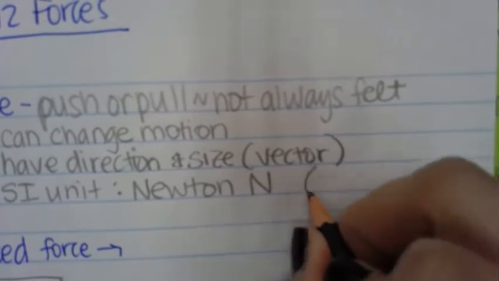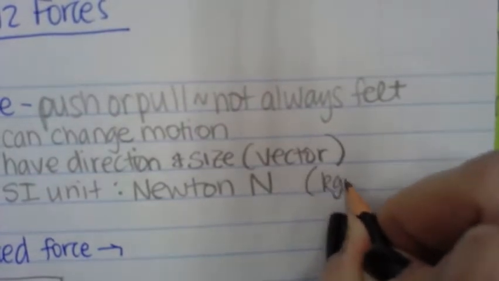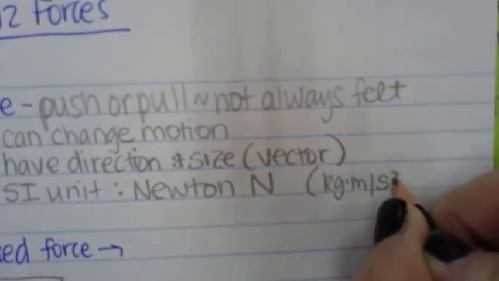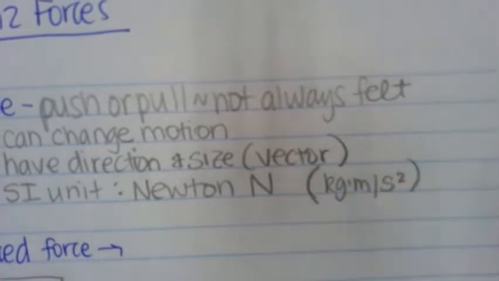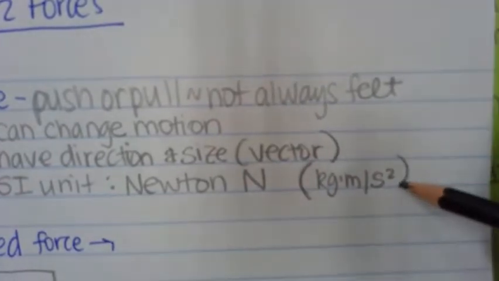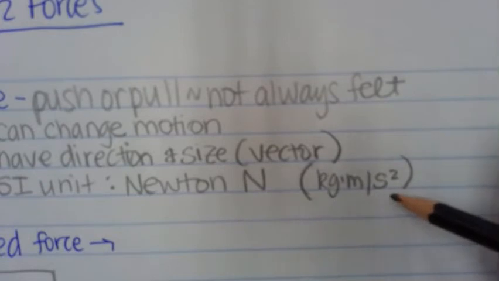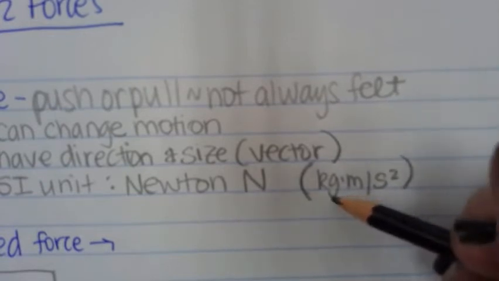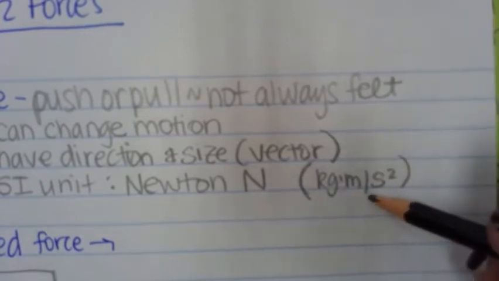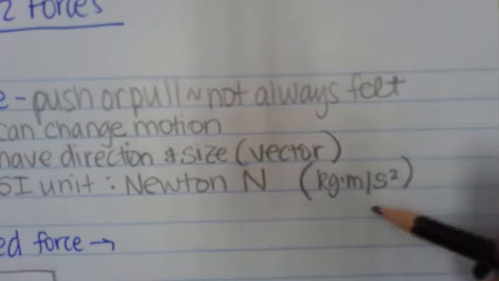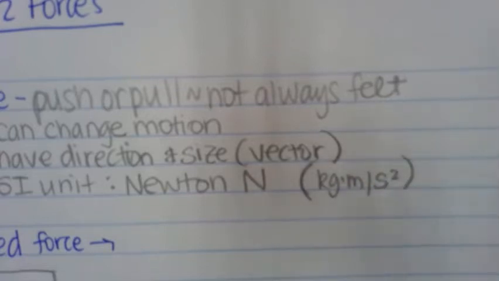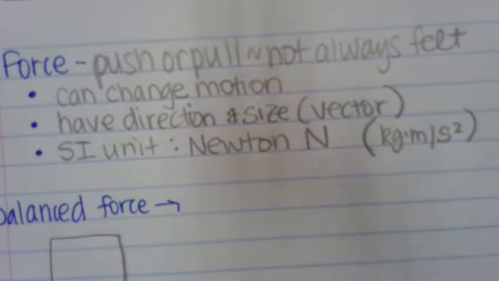A Newton is actually a kilogram times meter per second squared. And when we get into the math part of it, we'll look at that more. But see, that's a fancy unit. These are all SI units. This is called a derived unit when we have more than one of our 7 base units. But together, instead of writing that over and over, we just call that a Newton.